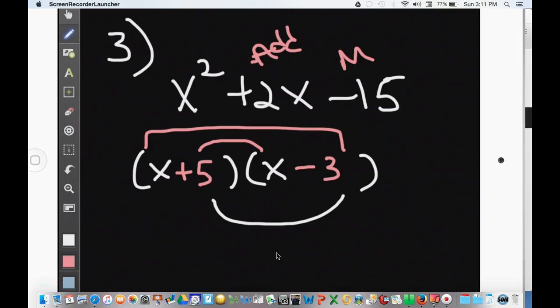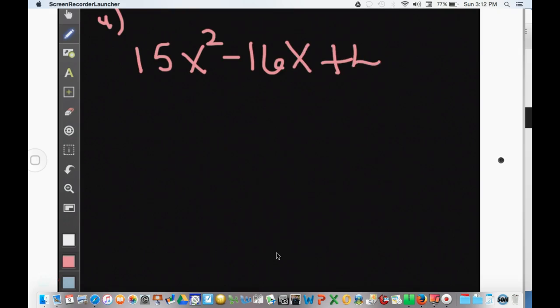The next example, which will be our example 4, I'm going to ask you to factor 15x squared minus 16x plus 4. Good luck. Now, when you look at this one, you should recognize that it almost looks like our basic trinomial, except there's a leading coefficient of 15. Now, unless I can first pull out a GCF, I'm thinking that I'm going to have to regroup.